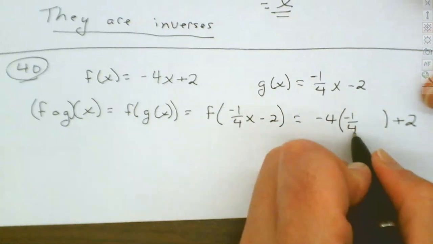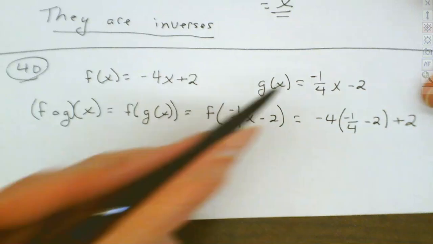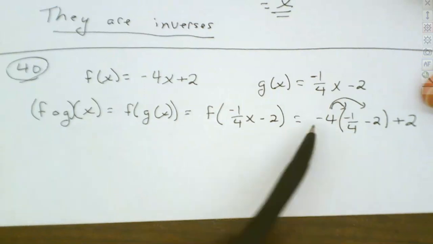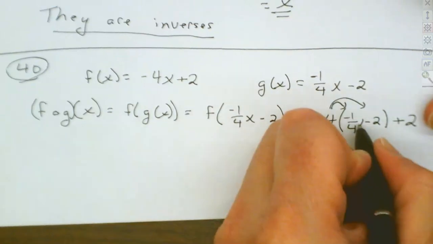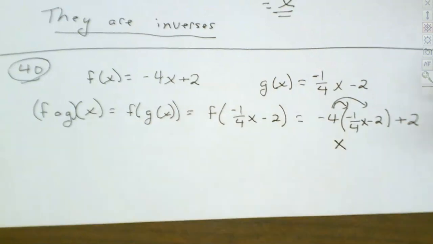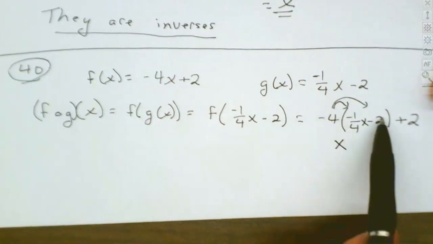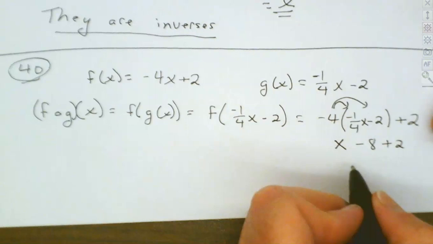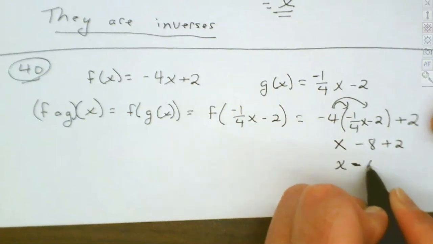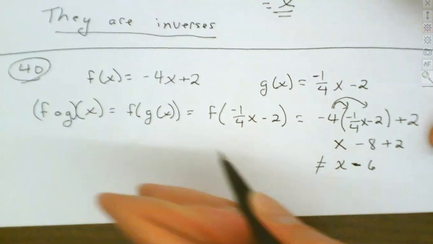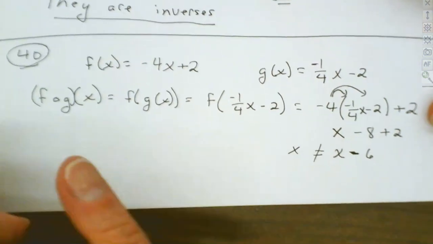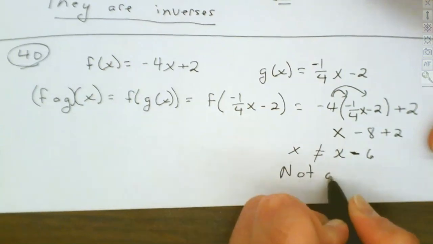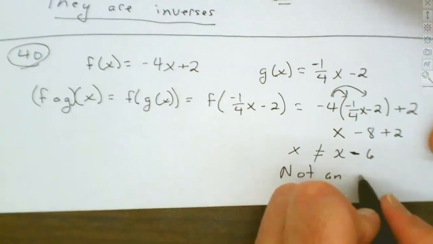And let's see why this doesn't work. Well, if I distribute through, negative and negative makes it positive, and 4 divided by 4 is 1. So that leaves you then with an x. So that piece is okay. 4 times a negative 2, that makes it negative 8. And negative 8 plus 2, well, that makes it negative 6, and that is not equal to x, right? It should be if they are inverses. So these are not equal to each other. So this is not an inverse.